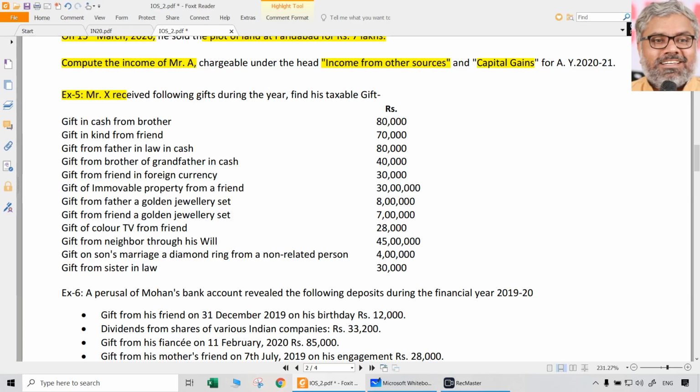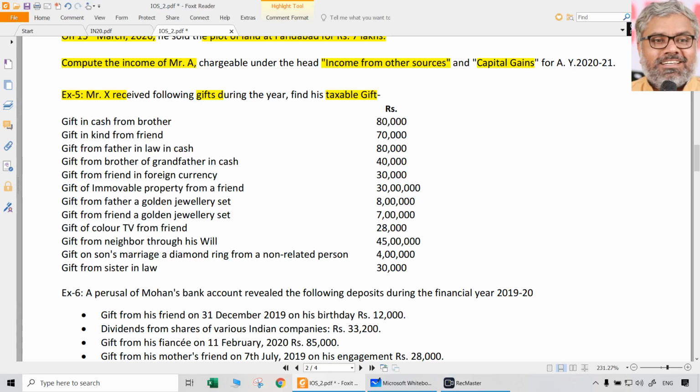Let us look at this exercise number 5. X received the following gifts, all during the year. Find his taxable gift, he is asking. So gift in cash from brother. Is brother a relative? Yes. So is it taxable? No, because it is received from a relative. 80,000 not taxable. Leave it.